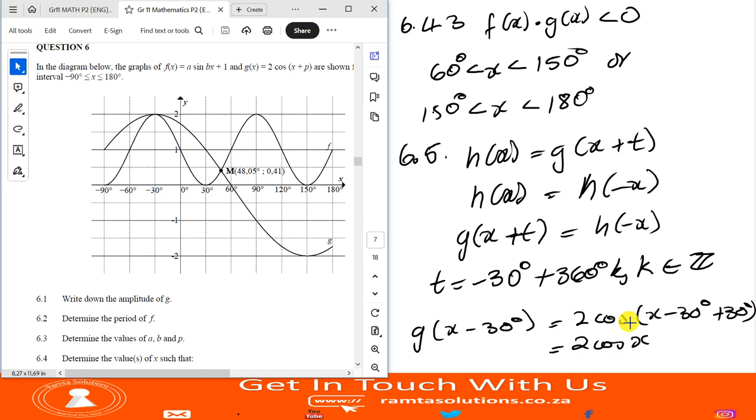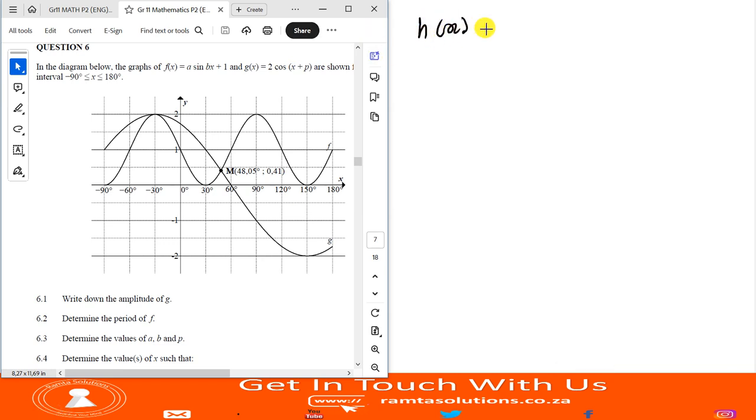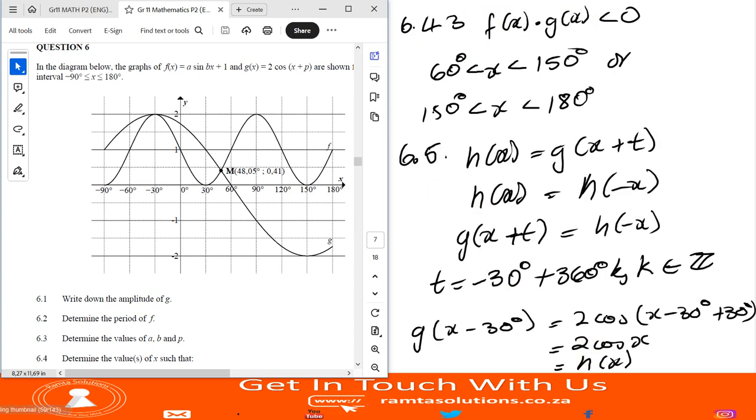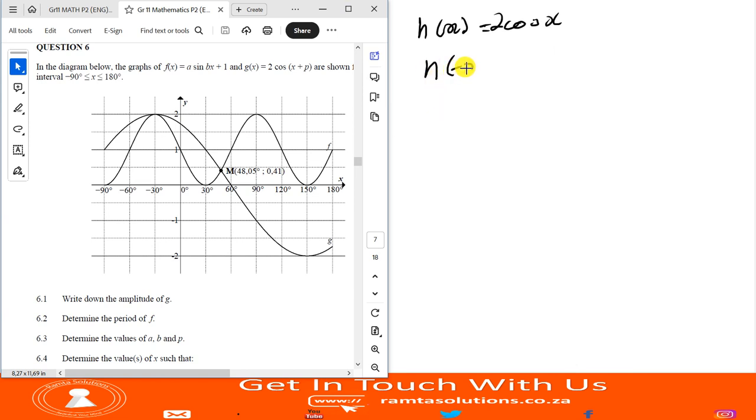Now, I'm going to show you, this is what we call h of x. Remember, we said h of x is 2 cos x. Now, what is h of negative x? Look at it. It is 2 cos negative x. What is that? Isn't this 2 cos x? Agree with me that this is the same as what we said was h of x, isn't it? Can you guys see that? This is it, and this is how we do it.